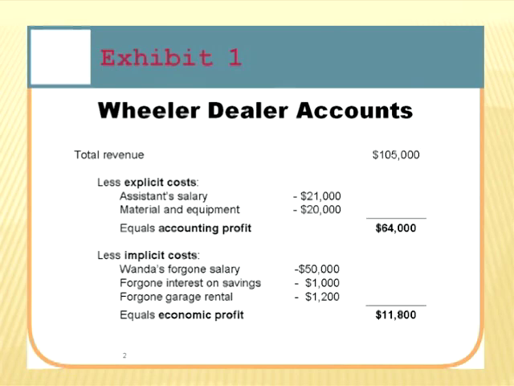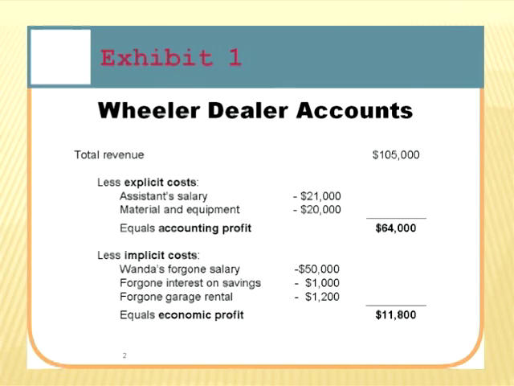And that would be accounting for all of the explicit cost. But in reality, from a planning standpoint, Wanda's actually foregone $50,000 worth of salary, $1,000 worth of savings, and $1,200 worth of rental that she would have received otherwise. Now, those she didn't write herself a check for because she wants to plow that money back into the business, which is typical of a small business owner. But in reality, you should account for it, and those are known as implicit cost.